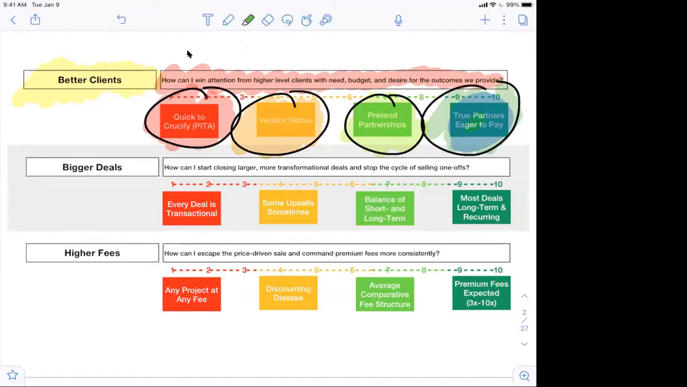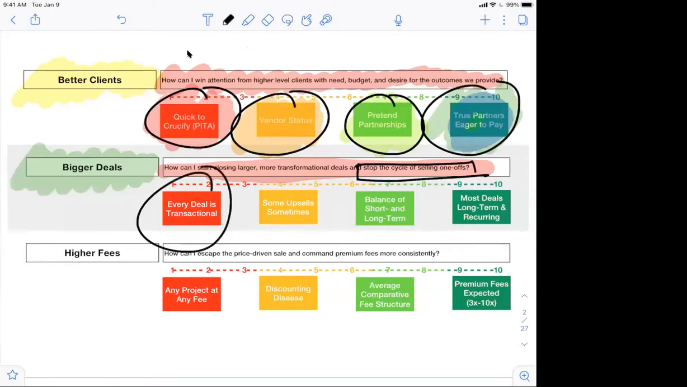Bigger deals are important because the operative question here is, how can I start closing larger, more transformational deals and stop the cycle of selling one-offs? Let me just put that in a little rectangle there for you. Stop the cycle of one-offs. Now, again, 1 to 10 scale. Every deal is transactional. Those are the drive-by one-off clients. Very tough to make a nice living with drive-by one-off clients all the time.